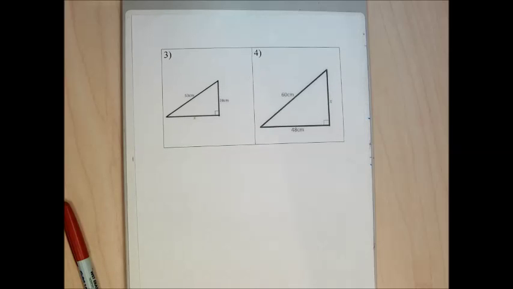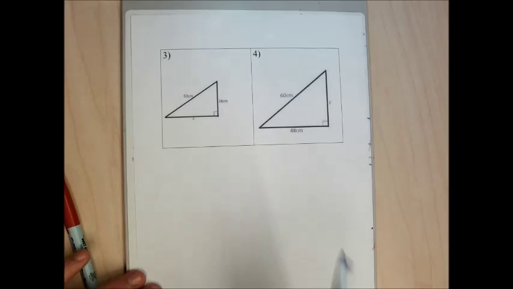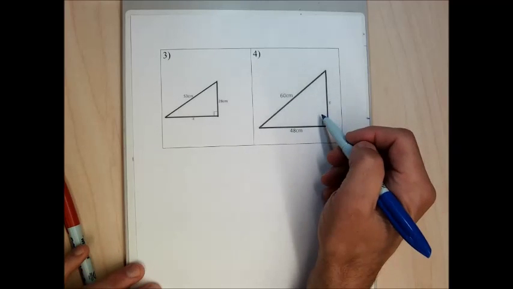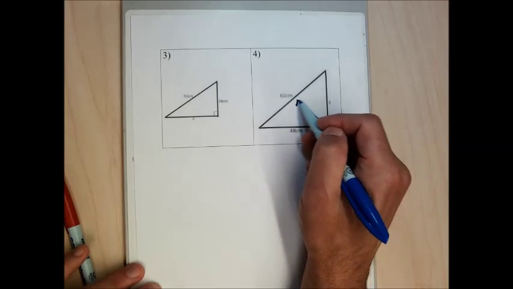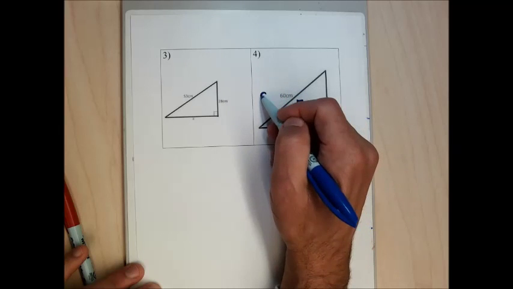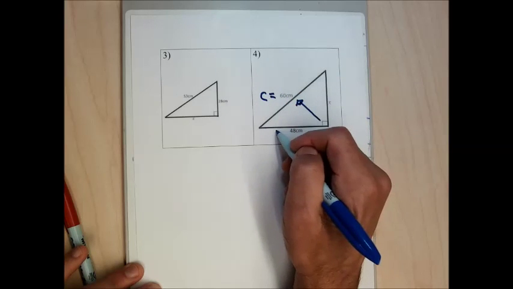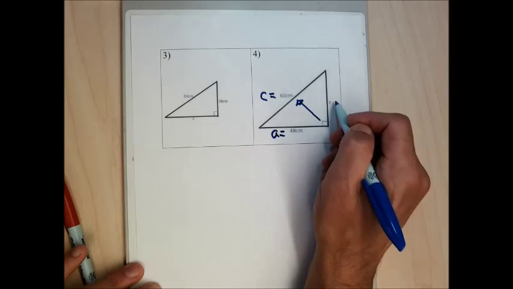Let's move on to 3 and 4. I don't think I need to do your problem 3, so pause the video and give problem 3 a chance. In my problem, the side opposite the right angle is the C. The other lengths are interchangeable for A and B.